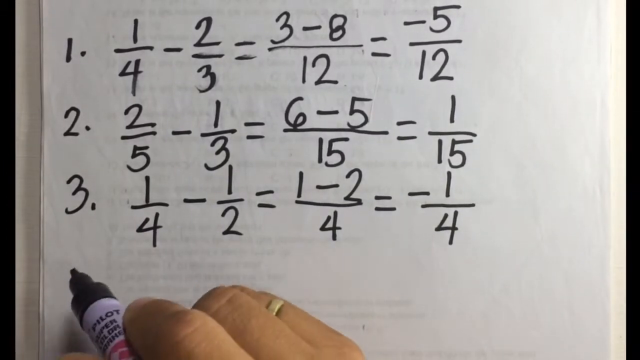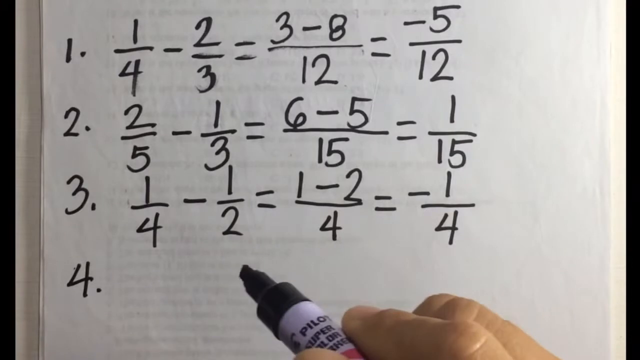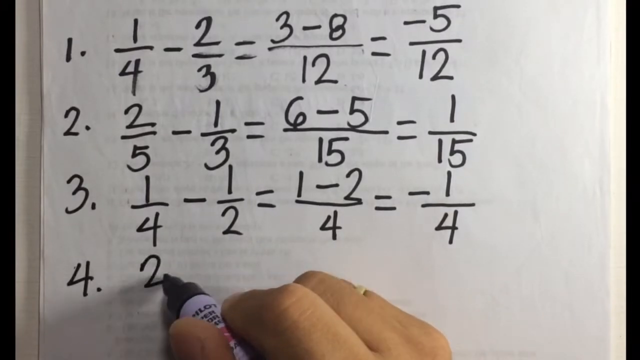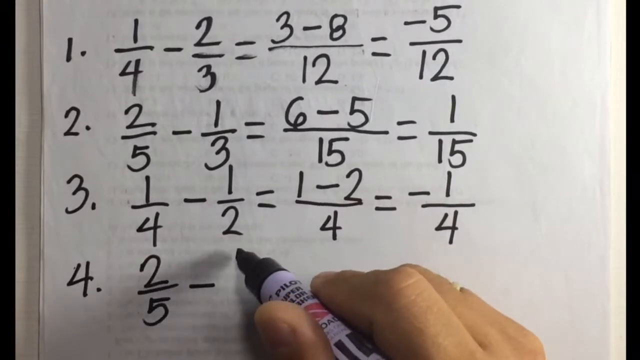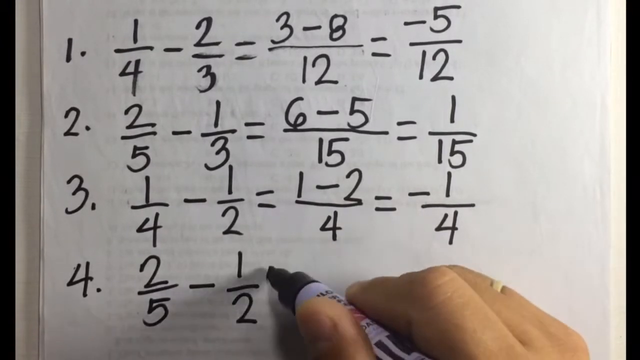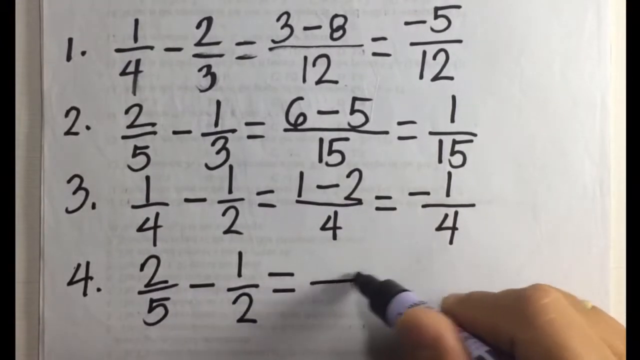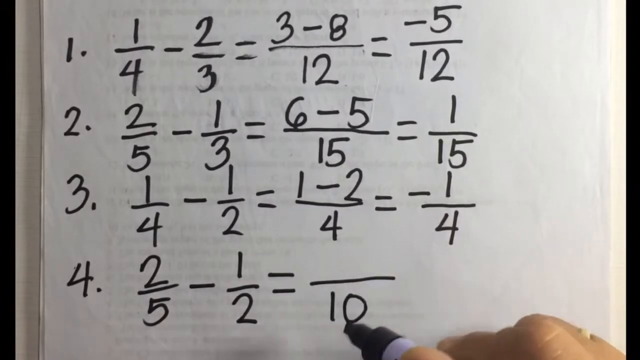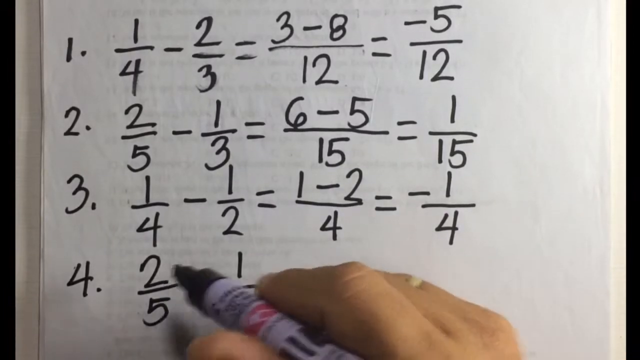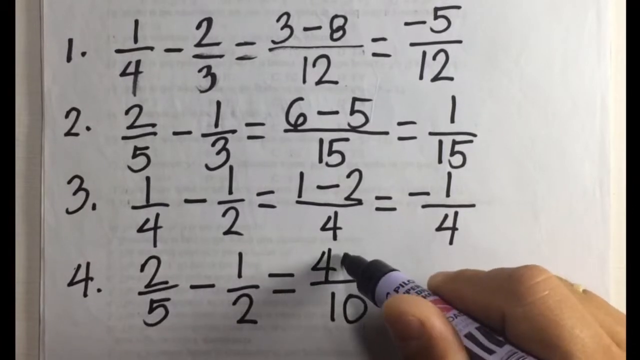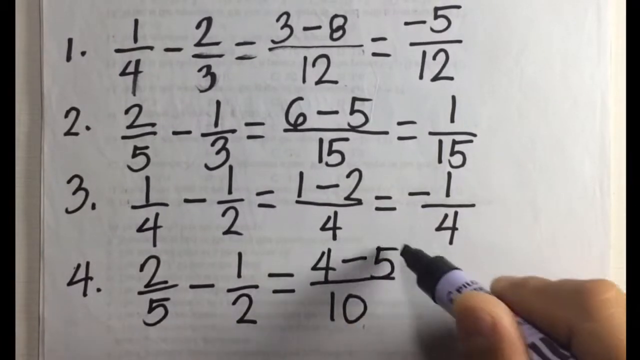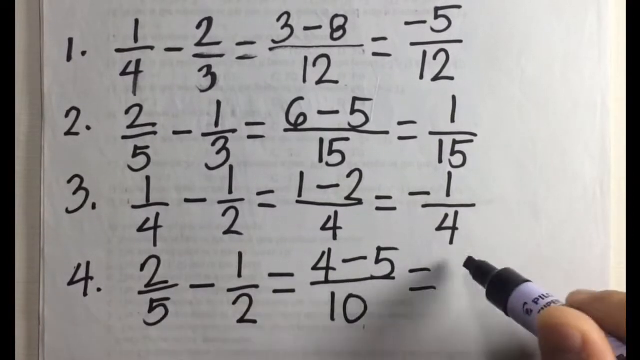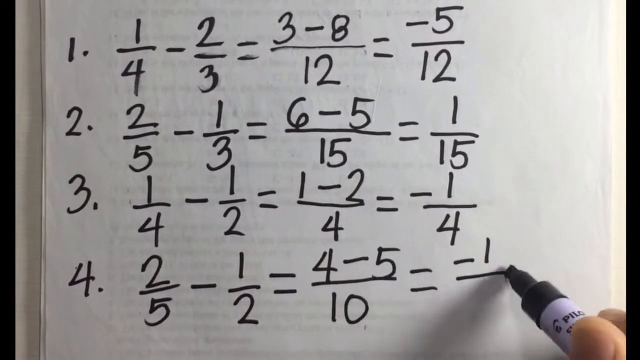Okay, let's have our last example. Let's have 2/5 minus 1/2. LCD is 10. 10 divided by 5 is 2, times 2 is 4, and minus 10 divided by 2 is 5, times 1 is 5. So 4 minus 5, that will be negative 1 over 10.